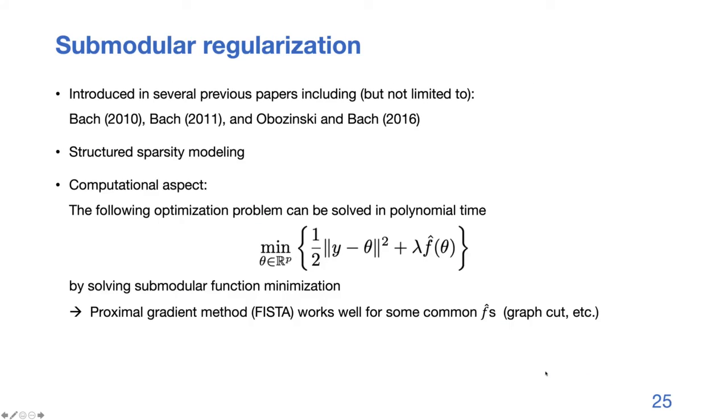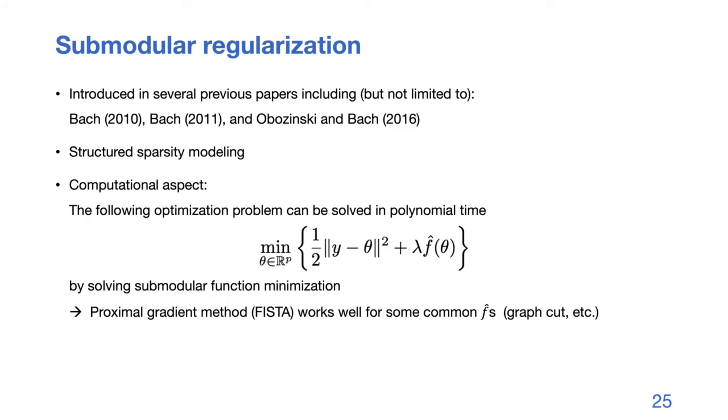So let me comment on some history of submodular regularization. Submodular regularization was introduced in several previous papers, including these literatures. Originally, it was introduced to model some structural sparsity, such as fused lasso with some complicated graph structure, or some overlapping group lasso, and so on.